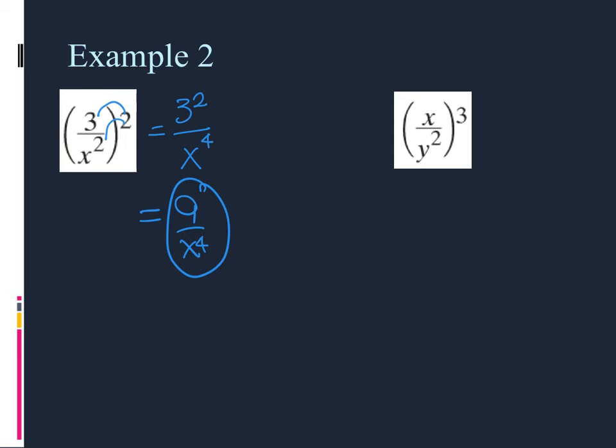For the second part, I'm going to do the exact same thing. I'm going to distribute that 3 to both the x and the y squared. So now I have x cubed divided by y, and again, a power to a power, I multiply. So 2 times 3 then is going to give me 6. And I cannot simplify that any farther, so I'm just going to go ahead and leave it just like this.